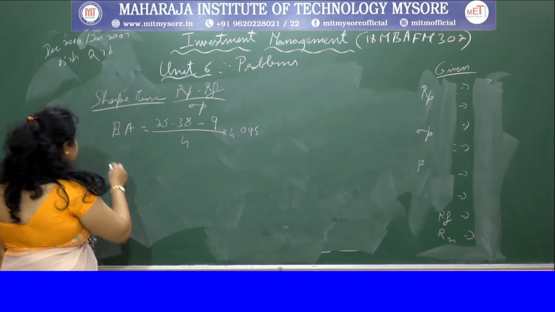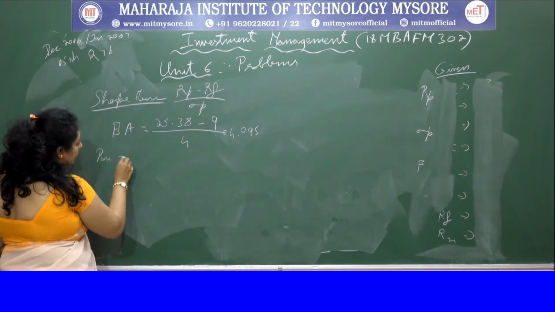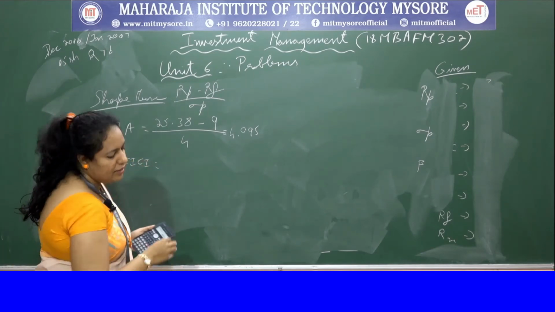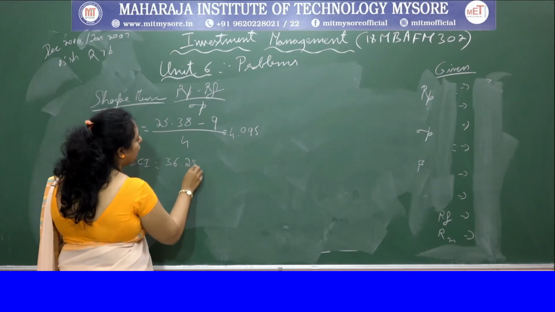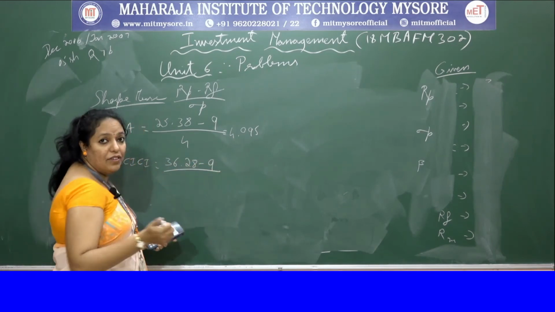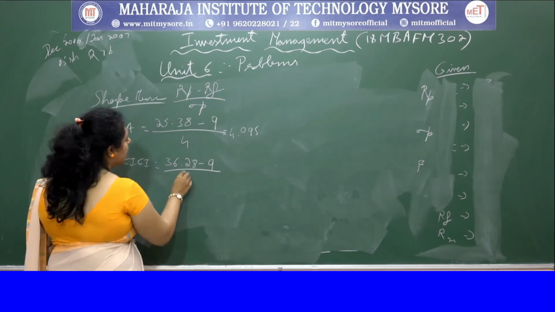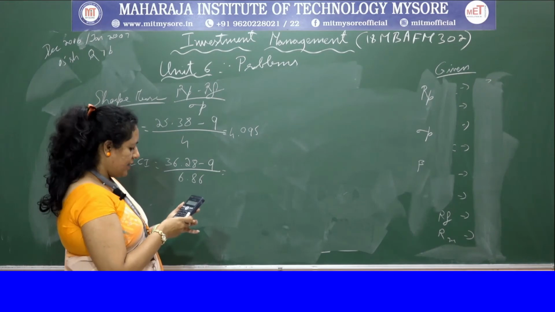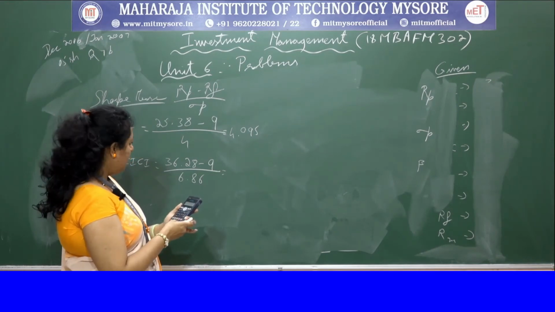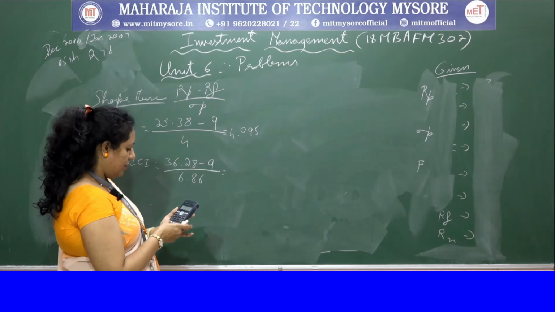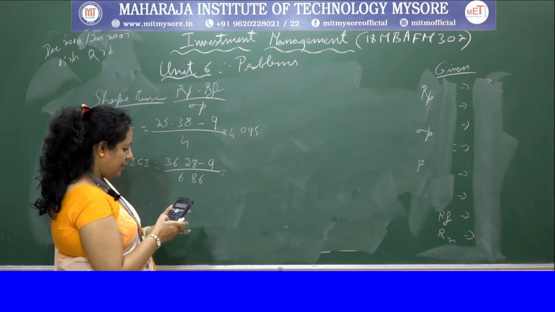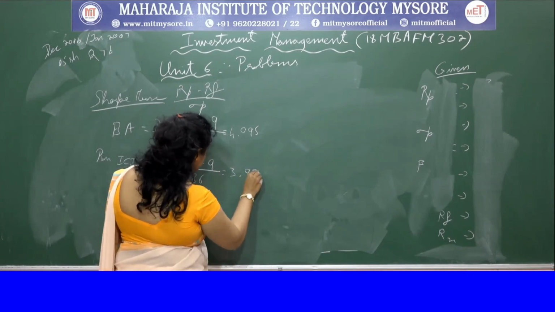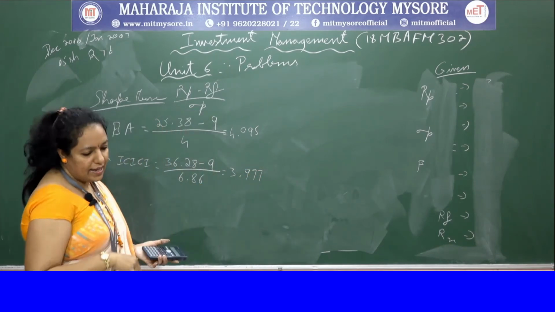Next is Prudential ICICI. It is 36.28 minus 9 divided by the standard deviation, 6.86. So we simplify this: 36.28 minus 9 divided by 6.86 is 3.977. So this is the answer.